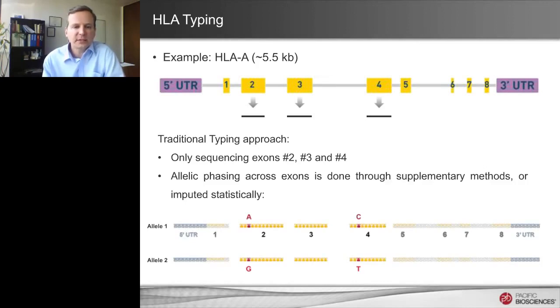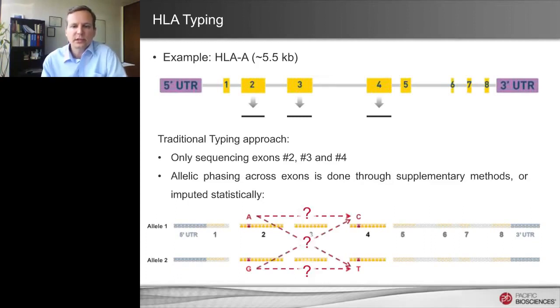And the phasing, the allelic phasing, making the connection between the SNPs for the different haplotypes, is not made directly. It is either done through supplementary methods, for example, site-specific PCR, or when it's not measured directly, it is imputed statistically, that you look in the database and look which of these particular combinations have occurred in the past, and in a nutshell, make that assignment indirectly.